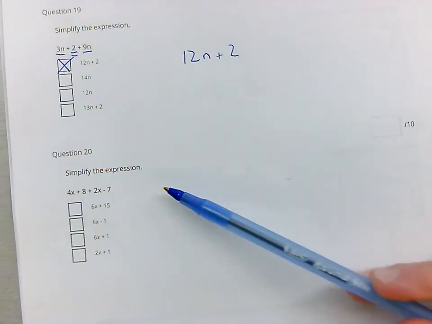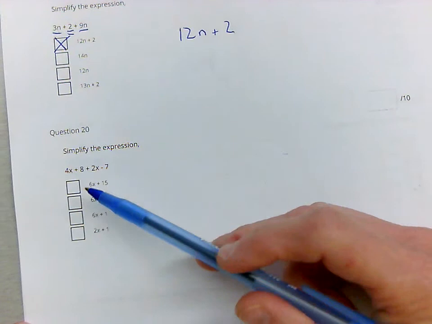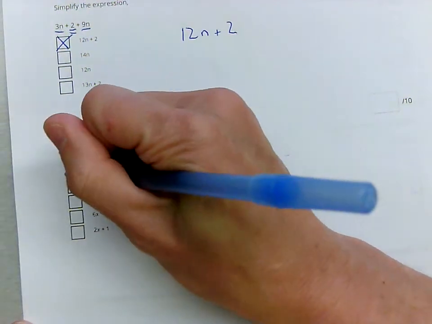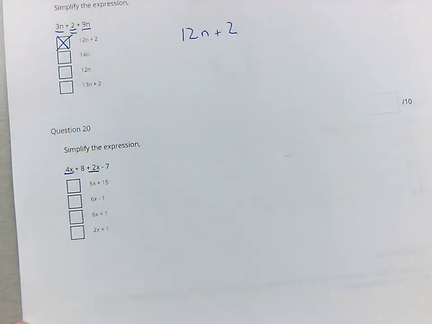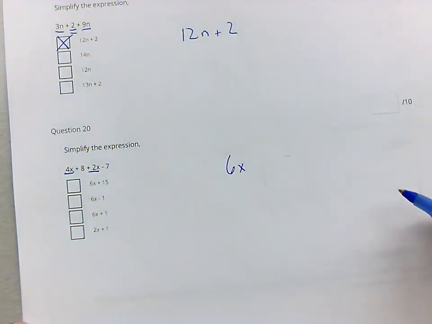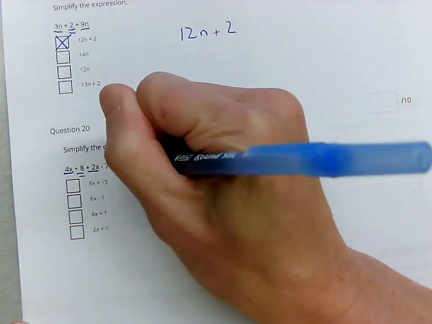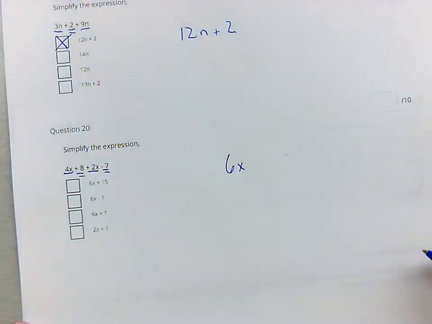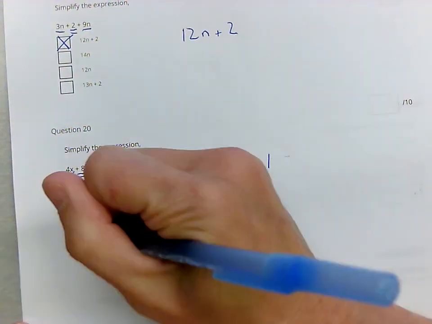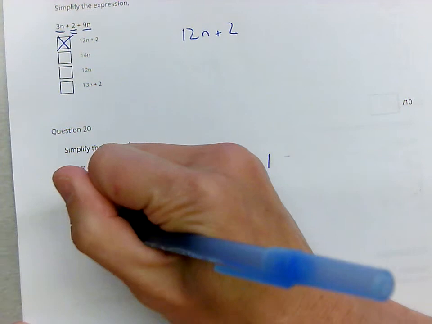Last one today, number 20. Again, we're going to simplify the expression. 4x plus 8 plus 2x minus 7. So the 4x and the 2x are like terms, so I can combine those. 6x. Positive 8, -7. Or positive 8 minus 7. That's just 1. 6x plus 1.